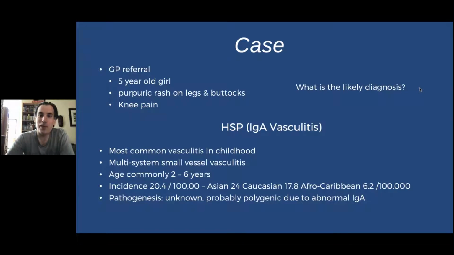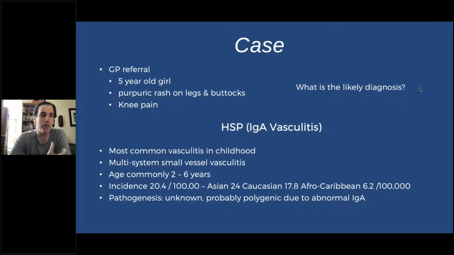So yeah, HSP is always at the top, one of the things you need to think about. So quickly, what is HSP? It's the most common vasculitis in childhood. It's a multi-system small vessel vasculitis. It most commonly affects children aged between 2 and 6. Very interestingly, it does have a racial predominance. It's more common in Asian children, about 24 per 100,000, Caucasians about 17.8 per 100,000, and then Afro-Caribbean children are right down there at 6.2 per 100,000.